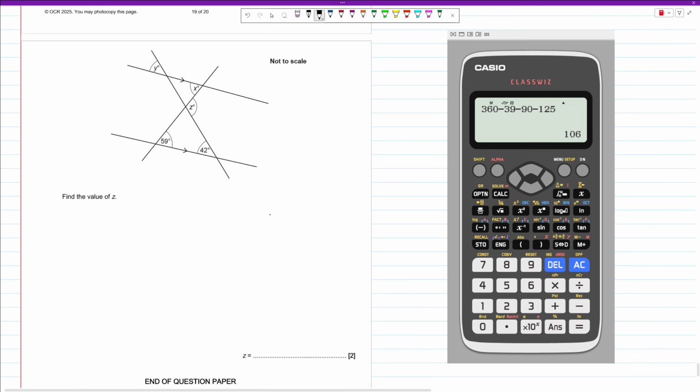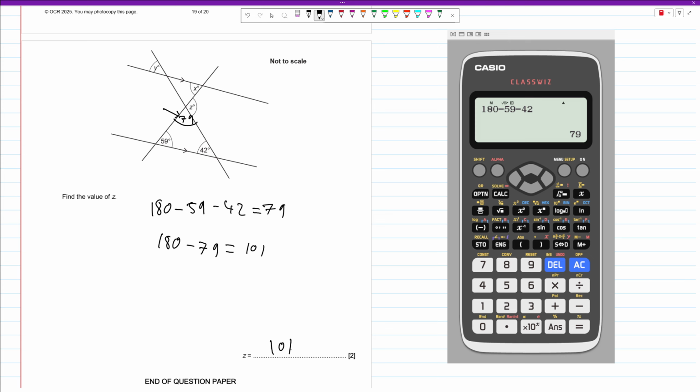Find the value of Z. Okay, well we can work out this angle in here using triangles. 180 take away 59, take away 42, gives me 79, and then I can do 180, take away 79, because that bit's 79 in there, to give me 101. So Z must be 101, and that's the end of the paper.